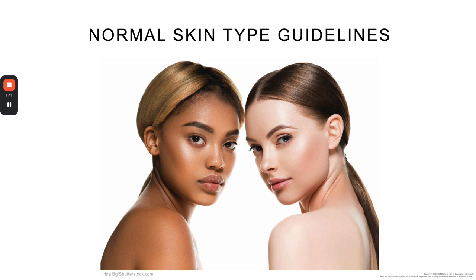And then how it appears: normal skin is going to have uniform luminosity, so it's going to have a uniform brightness and a uniform coloring to it. It's going to be rare that they have blemishes. If they do, it may just be very few. So they're going to have no blemishes or rare blemishes. And then how it's going to feel: normal skin is going to feel soft. It's going to feel smooth in texture, and it's going to have good elasticity.